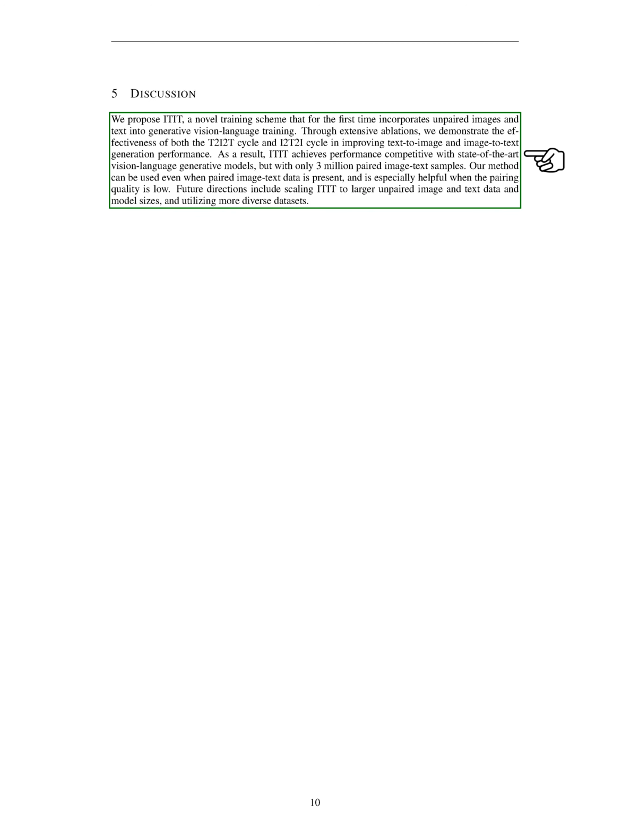In conclusion, we've proposed ITIT, a new training scheme that incorporates unpaired images and text into generative vision-language training for the first time. Through extensive testing, we've shown that both the T2I2T cycle and I2T2I cycle effectively improve text-to-image and image-to-text generation performance. As a result, ITIT achieves competitive performance with state-of-the-art models, but with only 3 million paired image-text samples. Our method can be used even when paired image-text data is present, and is especially helpful when the pairing quality is low.